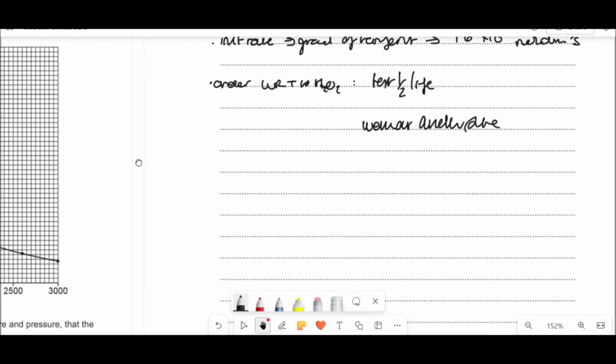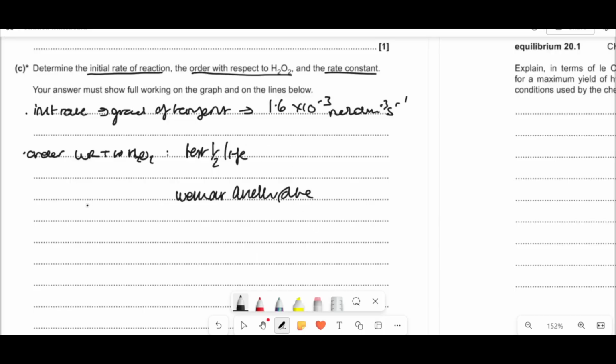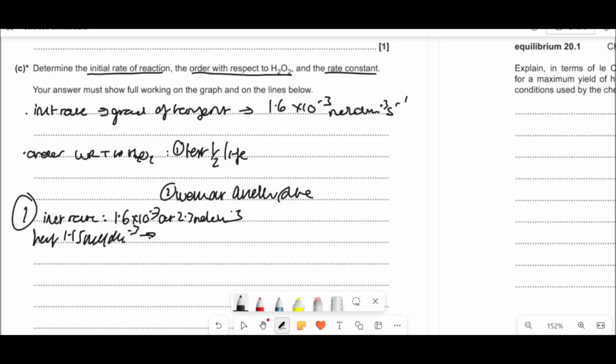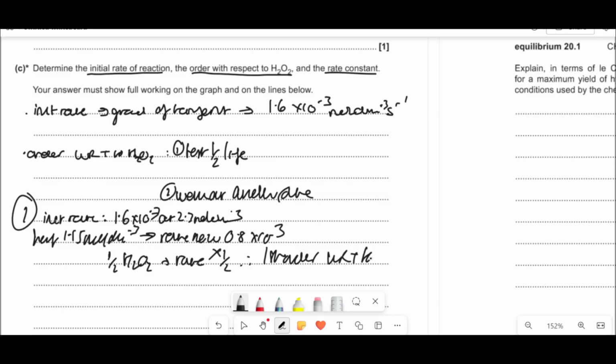For the sake of time, I'm skipping that. So I'm going to do the second method first, the other tangent. The initial rate is 1.6 times 10 to the minus 3, and that's at 2.3 mole dm minus 3. But then if you half it to 1.15 mole dm minus 3, after you calculate it, if I just look at the mark scheme, whoa, look at that. The rate is now 0.8 times 10 to the minus 3. When you half H2O2, the rate goes down by a half. So therefore, it's first order with respect to H2O2.